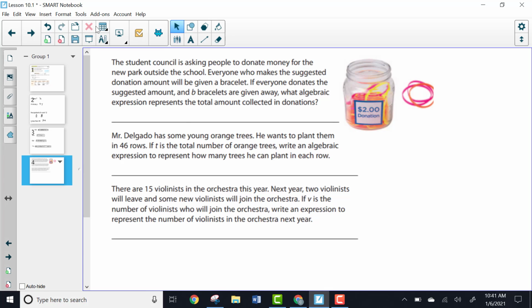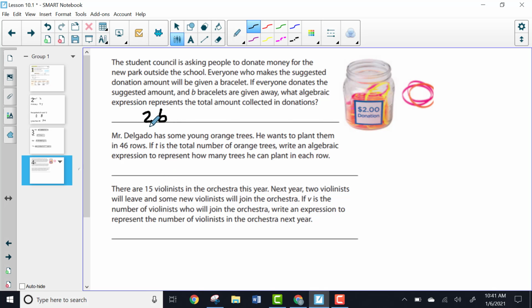So we don't know how many bracelets are being sold here. So B is going to represent the bracelets. Now we have B there, and we know that each bracelet is $2. We're not trying to figure out the final amount that they collected. We're just trying to figure out the algebraic expression that would represent this. So since each bracelet is $2, the algebraic expression that can represent the situation is 2b.